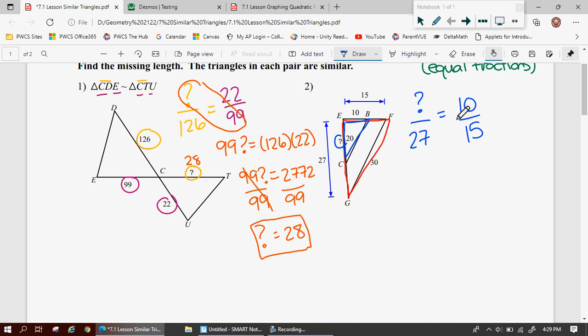Notice that the tops of my fractions were both measures that came from the smaller triangle. You want to be consistent. The numbers that you put on top should come from the same triangle. The numbers that you put on the bottom should come from the other triangle.